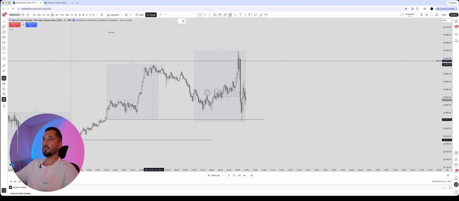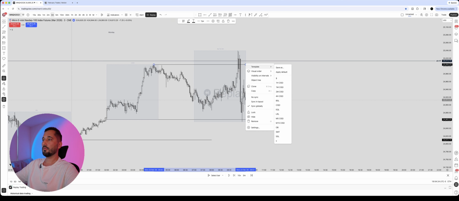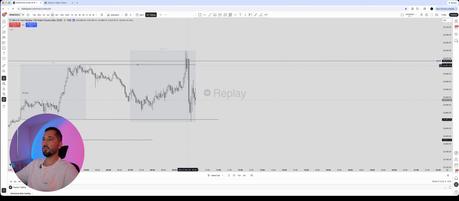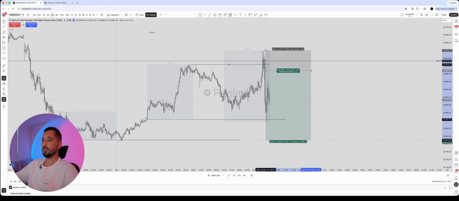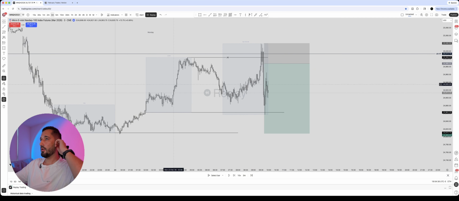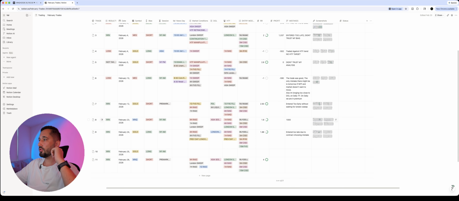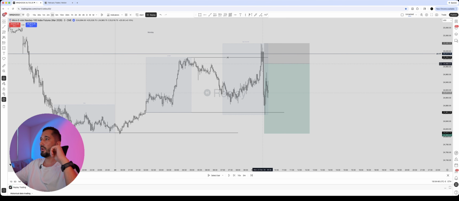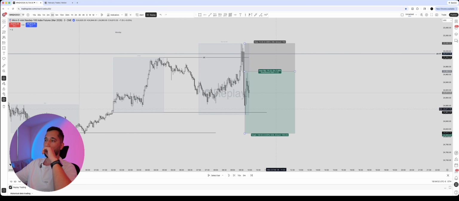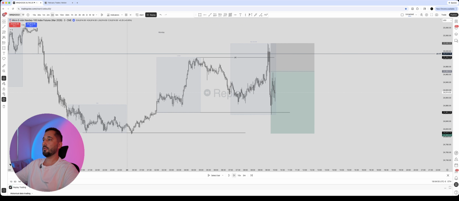Once the London high was taken, and I saw this reaction on this candle right here, I went short with my stop above this high and my target at Asia low. I believe I took profit too early. My entry was kind of late. Yeah, I think so. My entry was somewhere right here. But let's see how it played out.